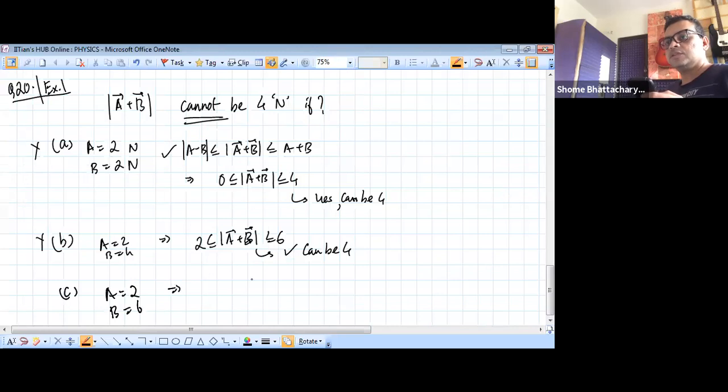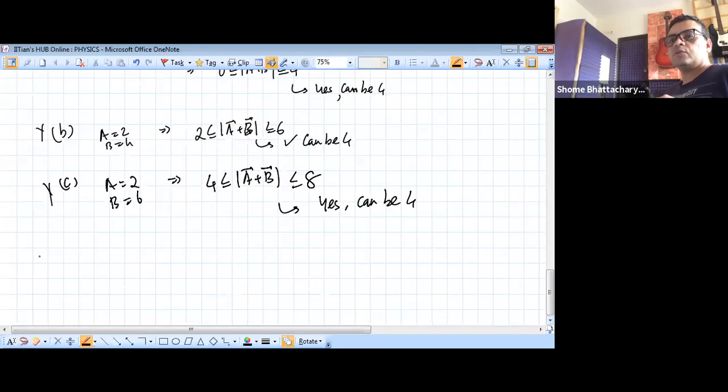Because here also you can see that the magnitude of A plus B, what can its minimum value be? The minimum value can be the difference. So 2 and 6, the difference is 4. And the sum is 8. So here also, yes, it can be 4. So this is also not the correct option.